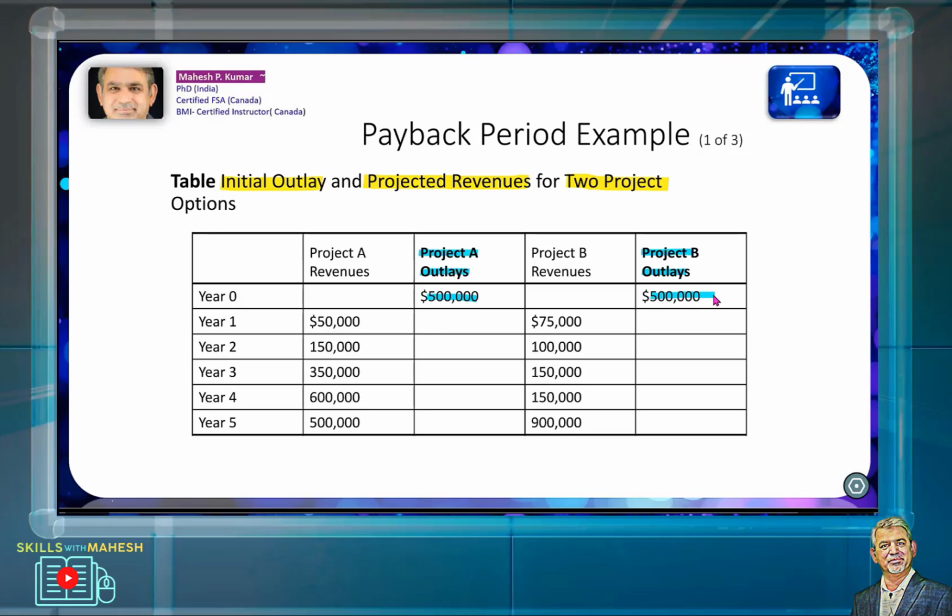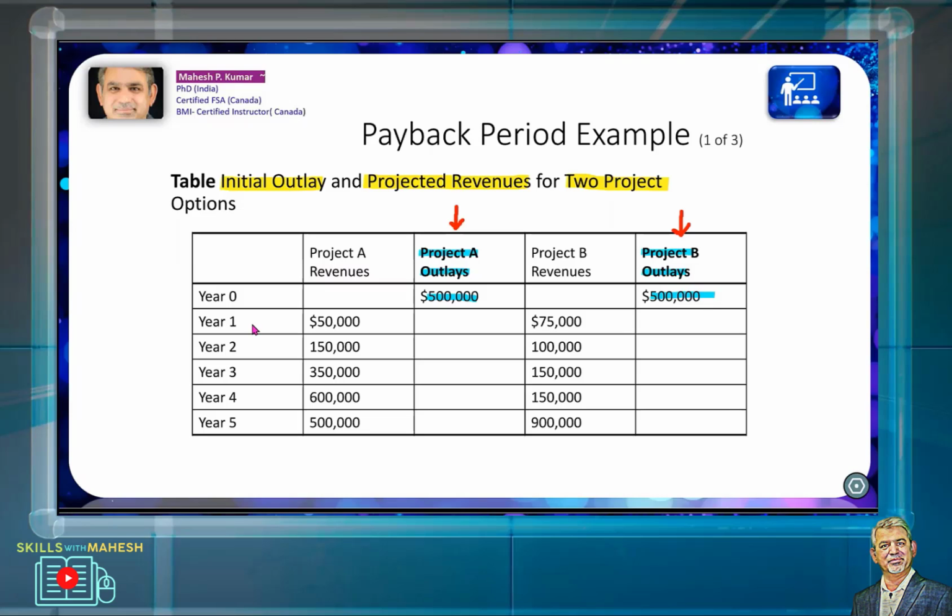$500,000, same amount actually. So somebody proposed that okay, you are a project manager, you have two options. You can take project A, which involves an investment of 500,000. You can undertake project B, which also involves an investment of 500,000. And which one would you undertake? And you would say, I can't say anything, tell me how much revenues this project is going to make. And then we do the calculations.